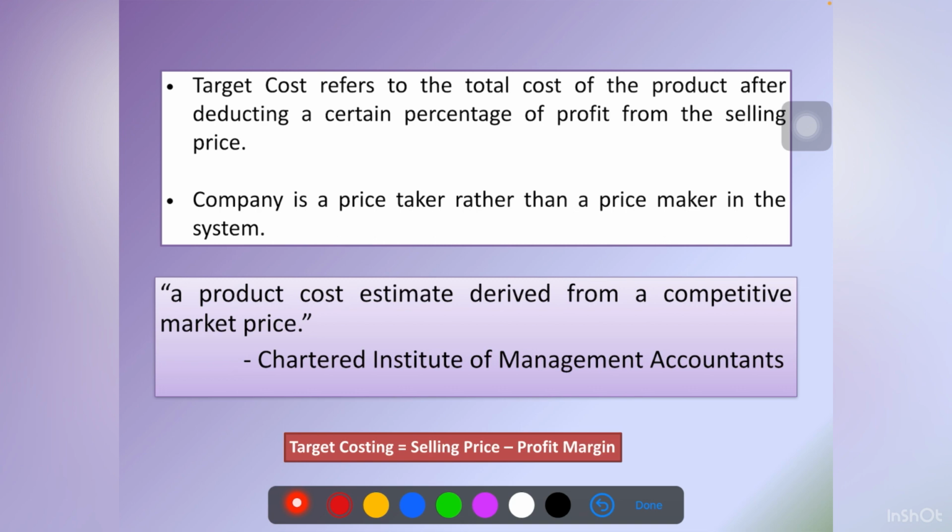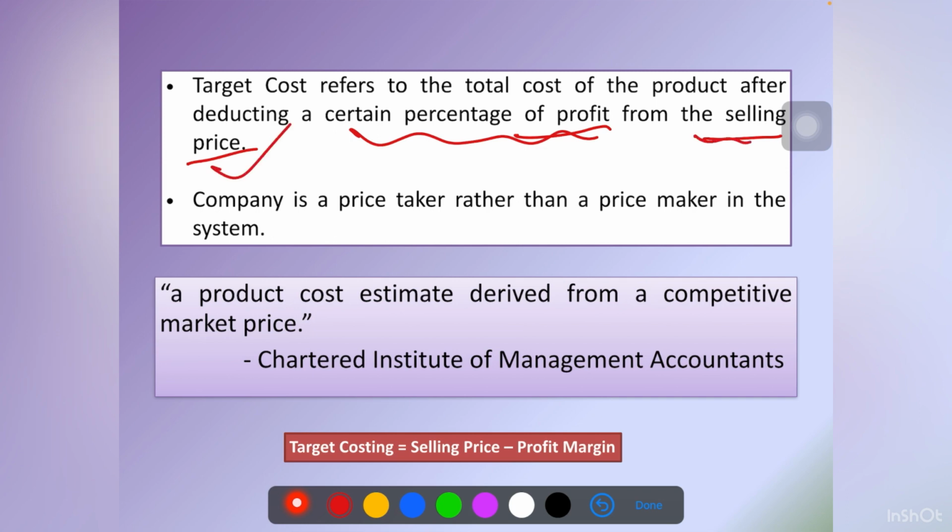I hope you've understood till now. I told you that we take into consideration two things: one is the selling price and another one is the profit. So what target costing does is determine in advance a certain percentage of profit out of your selling price.